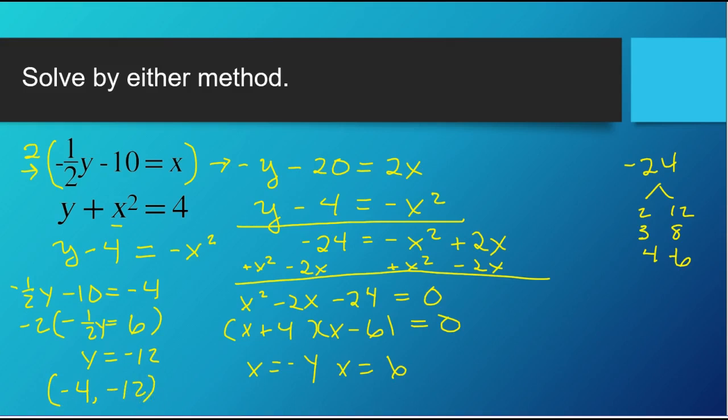And then I think I'll do the other one over here on the right. I think I'll use the second equation this time. Y plus 6 squared equals 4. So y plus 36 equals 4. And y equals negative 32. So my other solution is 6, negative 32.